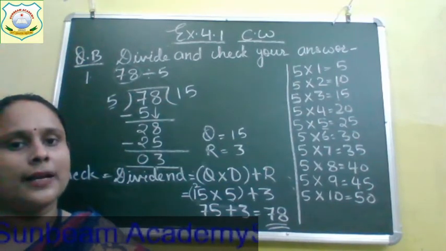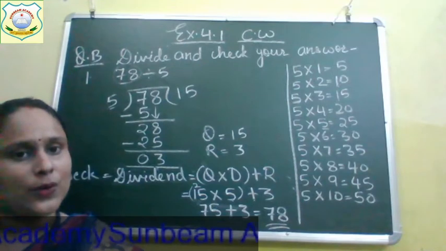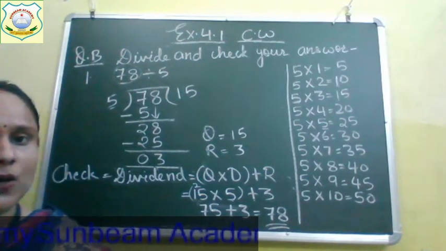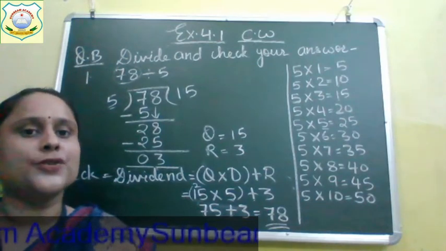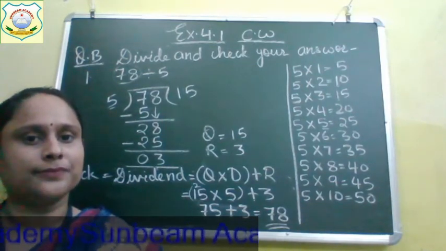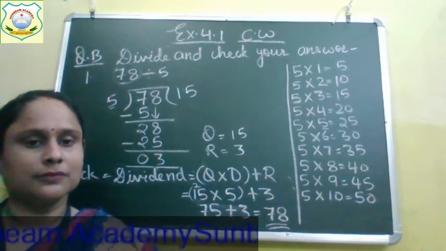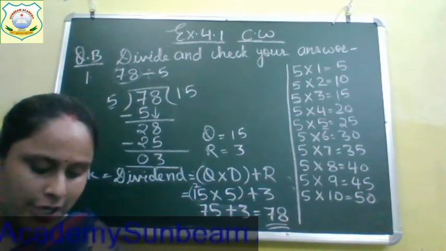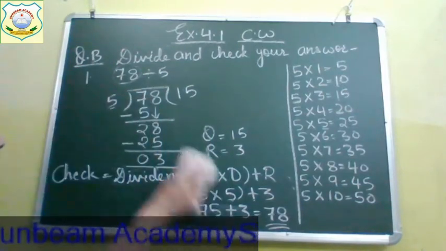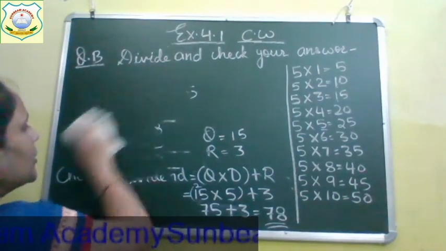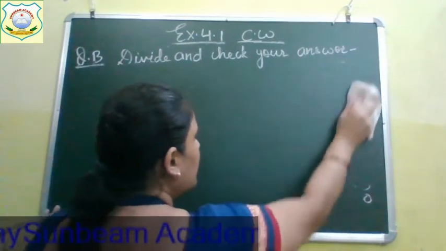Now, have you all completed it? All of you write question B, divide and check your answer, exercise 4.1. All your entries should be completed, okay? Let's see the next question. See the next question, everyone.